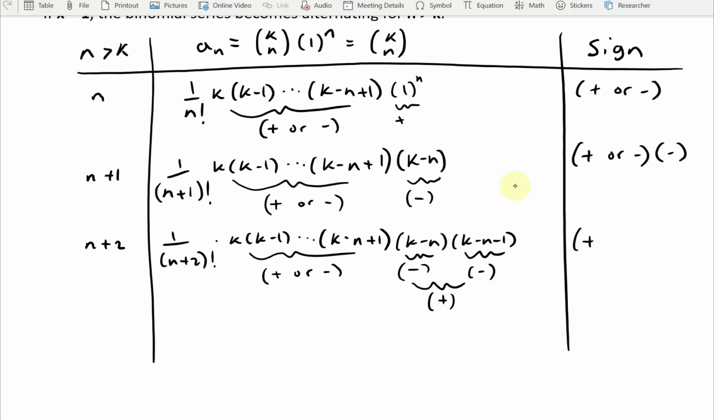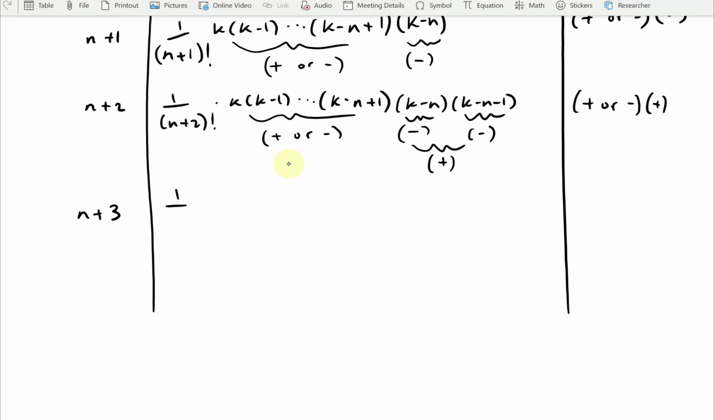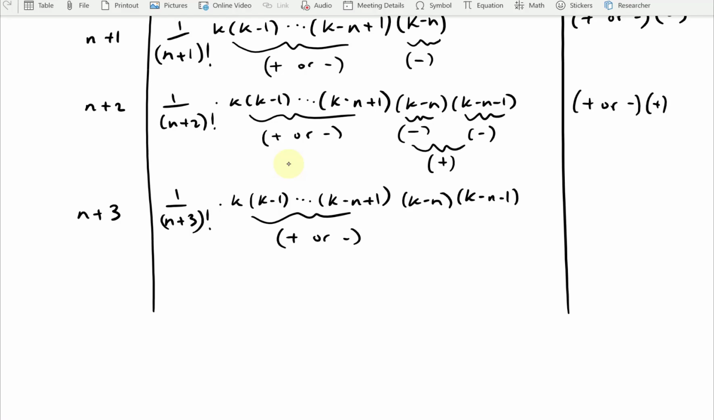So this becomes plus or minus, and then this is going to be plus now. So this is going to be minus, plus. And then the next one, at n plus 2 and n plus 3, is going to be the exact same thing. So at n plus 3, make this bigger. At n plus 3, let's write this down, 1 over n plus 3 factorial, just for completeness. Then this is going to be times k, k minus 1, the usual, up to k minus n plus 1. This is going to be plus or minus, whatever we had started off with. Now it's going to be k minus n, and then k minus n minus 1, and then k minus... actually we need more space, so I'll just remove this, k minus n like that. K minus 1, just move it over to the left, and put the dot dot dot here.